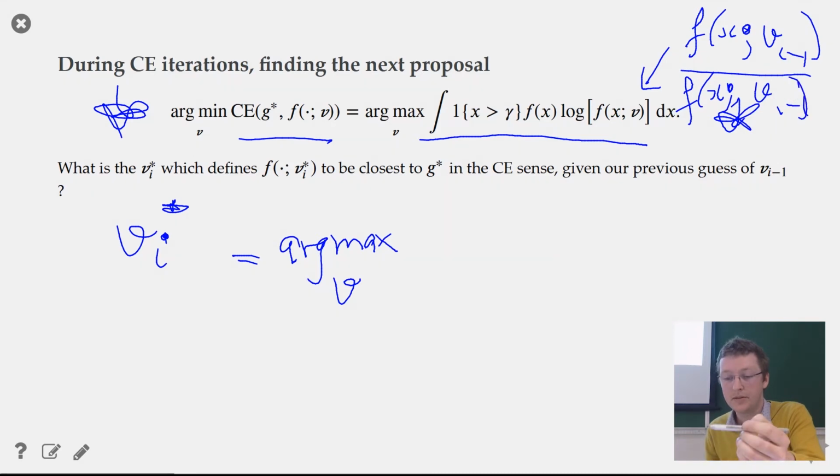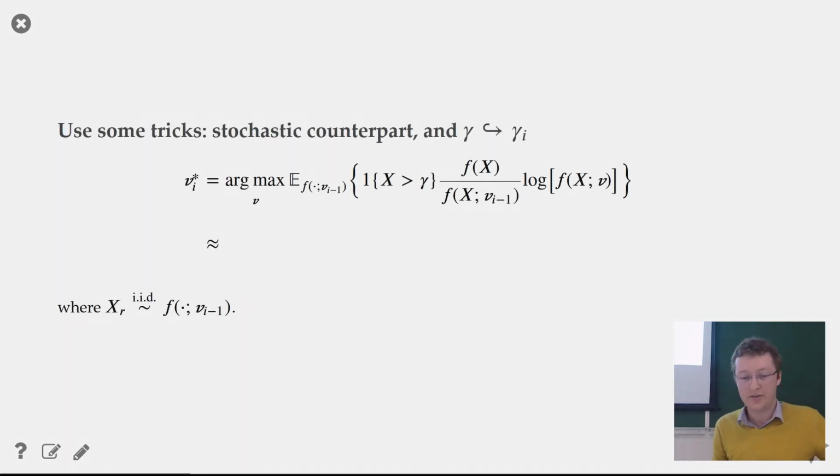My handwriting's getting worse every day. Yeah, so this is what I was trying to write. Given the previous one, you choose your next parameter as the thing that maximizes the indicator, likelihood ratio, logarithm. So this should look extremely similar now to what was in the formula, the recipe earlier on.